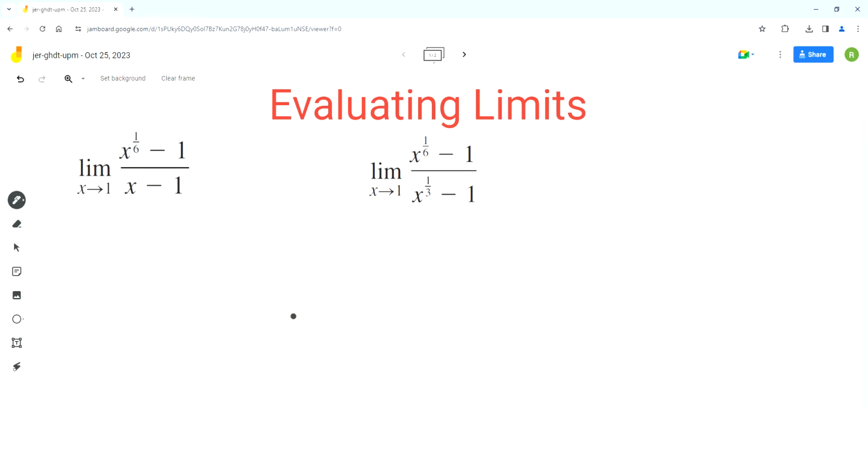So in this video, we'll evaluate these two limits. So let's start with the left one. Limit x approaches 1, x to the power 1 over 6 minus 1 over x minus 1.